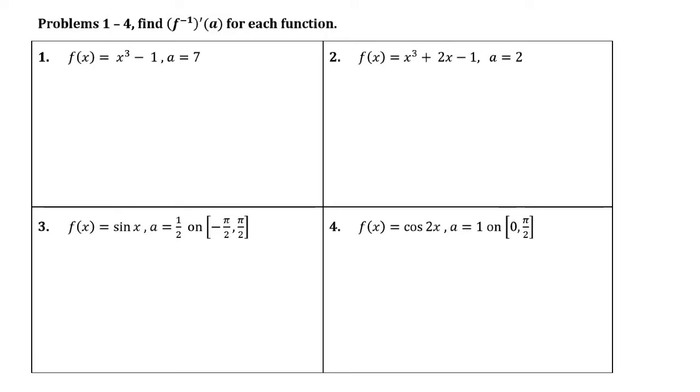Okay, for example 1, we need to find the derivative of the inverse at this given value. So for our first problem, over to the side, keep in mind that a is the particular value that we're talking about. And so if we want to find the derivative of the inverse at 7, then that's going to be 1 over f prime of f inverse of 7.